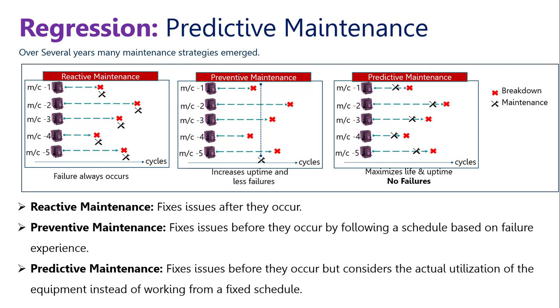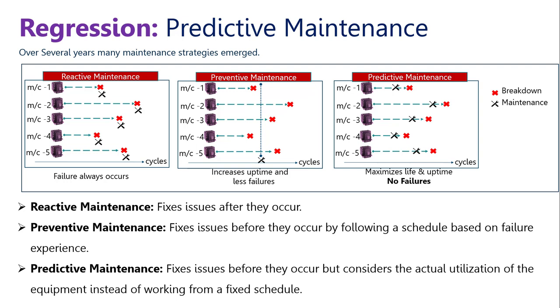There is reactive maintenance. The name itself says it: if the machine fails, then one of the persons comes and repairs the machine and also does some maintenance. Probably he will replace some parts, etc. So this is the kind of maintenance where the failure will always occur. And if the failure occurs, obviously the uptime is reduced, which will affect the cost of the company. That's the reason preventive maintenance came into the picture.